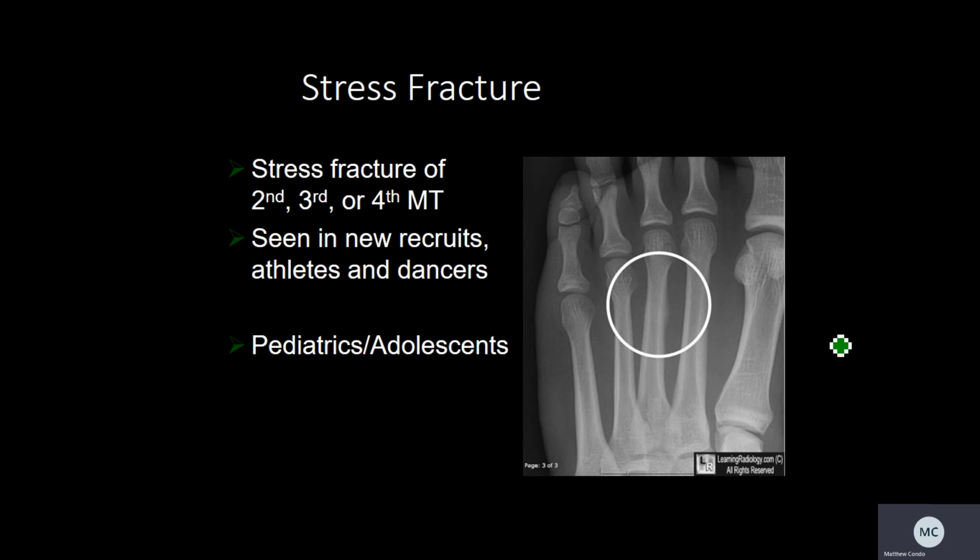We see this a lot with folks that have changed some sort of training or progressed some sort of training in rapid fashion. New recruits in the military are very prone to this. Folks that are going out and strengthening and conditioning for a specific sport. Pediatrics, adolescents as well.